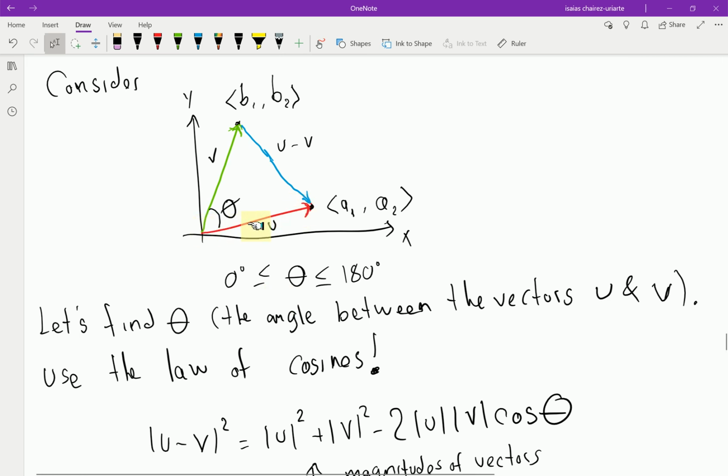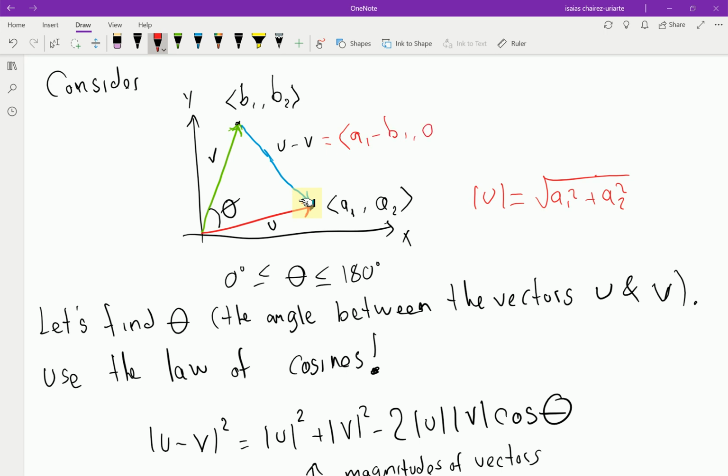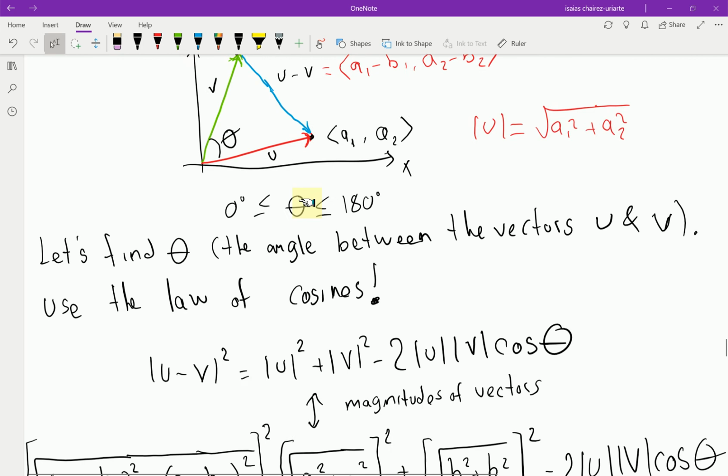So what's the magnitude of u? The magnitude of u, just by definition, is the square root of a1 squared plus a2 squared. Same thing for the magnitude of v. It's just that this would be the square root of b1 squared plus b2 squared. What's the magnitude of u minus v? Well, u minus v is just the vector a1 minus b1, comma, a2 minus b2. So the magnitude of that vector, right now I'm literally using the definition of magnitudes here.